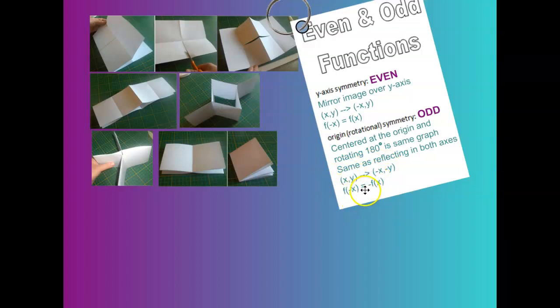Algebraically, f of negative x is equal to negative f of x. That statement says that you substitute in a negative x for all your x's in the function, simplify, and if it's an odd function, you'll get back the opposite of the function that you started with.